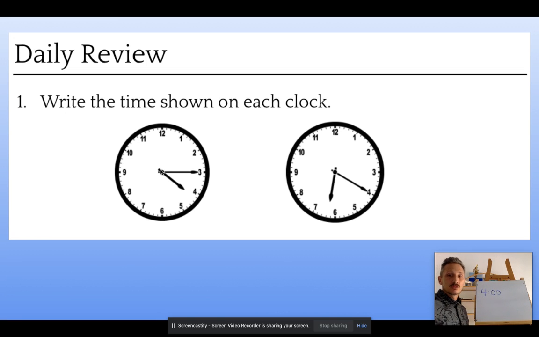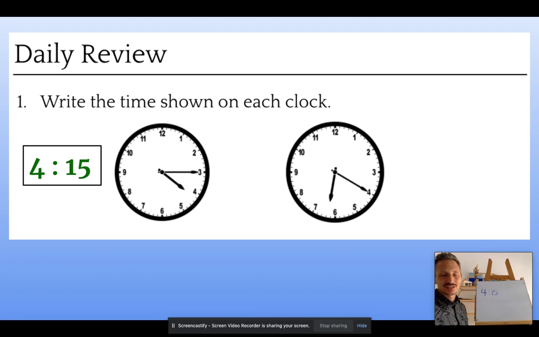So if you're using your analog clock and using your practice clock to tell time, you can count now by fives. So we might have here 4 o'clock. So 4:05, 4:10, 4:15. Okay. So on my digital clock, I would write down 4:15. Okay, let's see if that was correct. Yes, that was correct. Good job.